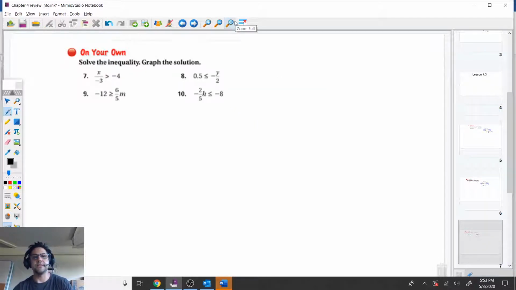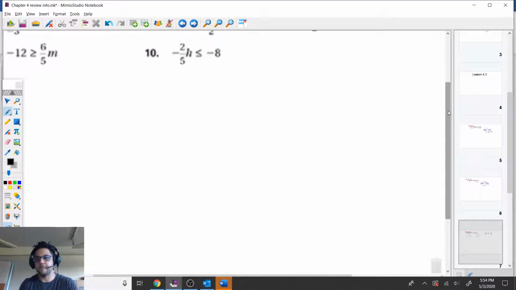Okay, these are the ones that we need to focus on. We're going to do 8 and 10. All right, looking at 8, I need to go ahead and fix this. Let me write it a little bit bigger. It's going to be negative 1/2 y. Instead of 0.5, I'm going to change it to 1/2. And then again, it likes the variable. So this is number 8.